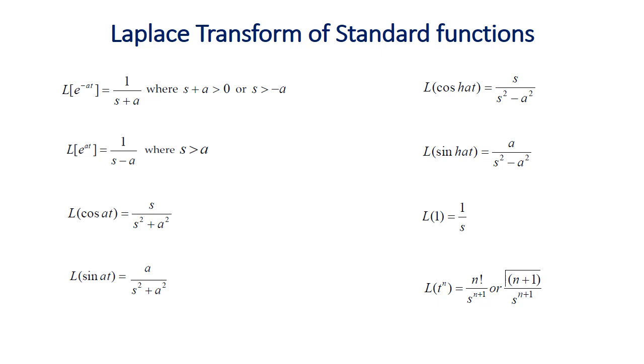In the case of hyperbolic functions, the signs in between, that is the plus and minus, change. Laplace of cosh at is s divided by s square minus a square, and for sinh at it is a divided by s square minus a square. Laplace transform for 1 is 1 by s, since the Laplace transform for t to the power of n is n factorial divided by s to the power of n plus 1. These are some standard functions that are used for solving sums based on Laplace transform.